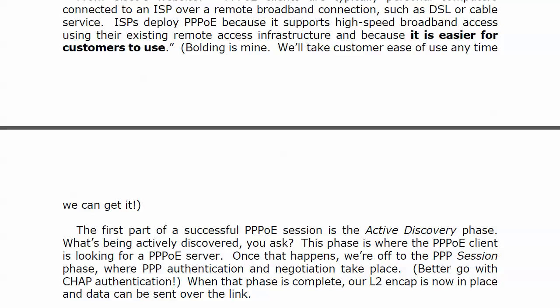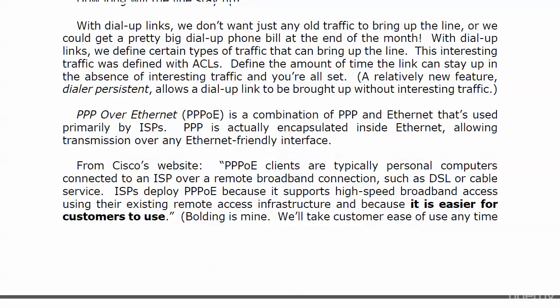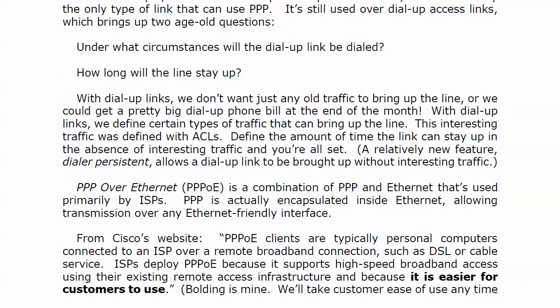The first phase of a successful PPPoE session is the active discovery phase, which leads to the question, what is being actively discovered? Well, this is when your client is looking for a PPPoE server. And once that happens, we're off to the session phase, and you can guess what happens there. That's where your PPP authentication and negotiation take place. Again, I wouldn't use PAP if I were you. When that phase is complete, our L2 encapsulation is now in place, and data can go over the link. Obviously, it gets a little more complex at the ISP level, but that's fundamentally how PPPoE works.